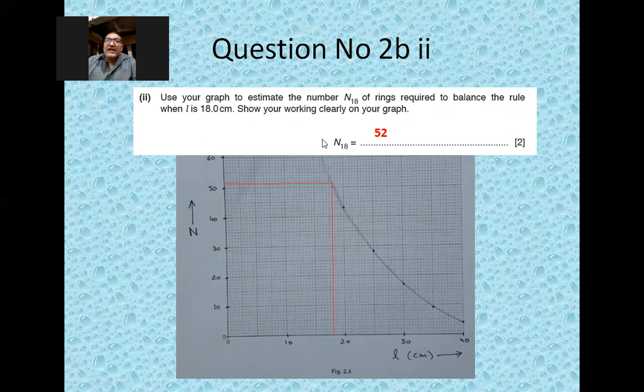So this is our graph. They have told us that L is 18 centimeters. So here is the 18 centimeter. From here, I come to the graph. And from here, I go to the number of rings. The number of rings is 52, 53. So you can see I have written here 52.